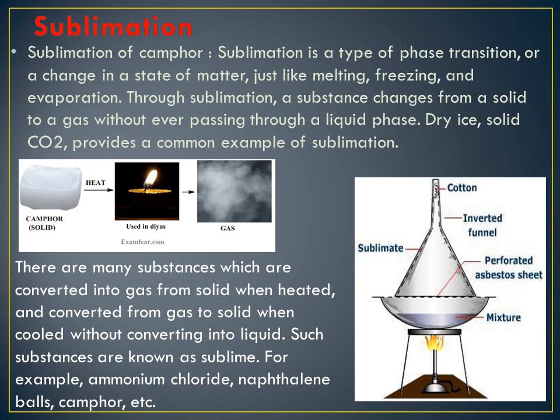There are many substances which are converted into gas from solid when heated and converted from gas to solid when cooled, without converting into liquid. The middle phase, solid, liquid, gas: liquid is not there in many substances. Understood? Solid is heated, it becomes gas. It evaporates. And from vapor form, when cooled, it becomes solid with no liquid stage. Such substances are known as sublime. For example, ammonium chloride, naphthalene balls, camphor, etc.